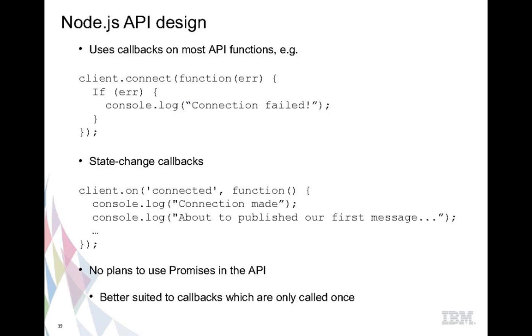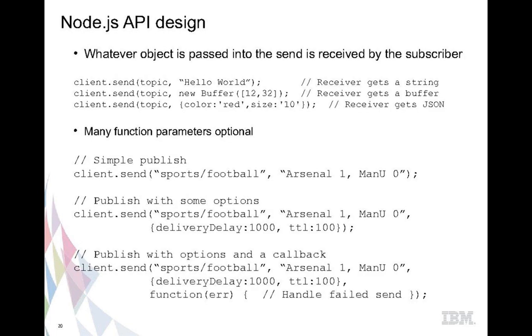Once you are connected, then you can run a callback. Generally it's good to have a publisher once you're connected, or run a receiver once you're connected. There are no plans to use promises yet in the API, and it's best suited to callbacks which are called only once. Right. So once we are connected, on the client.on callback function, we try and send messages.